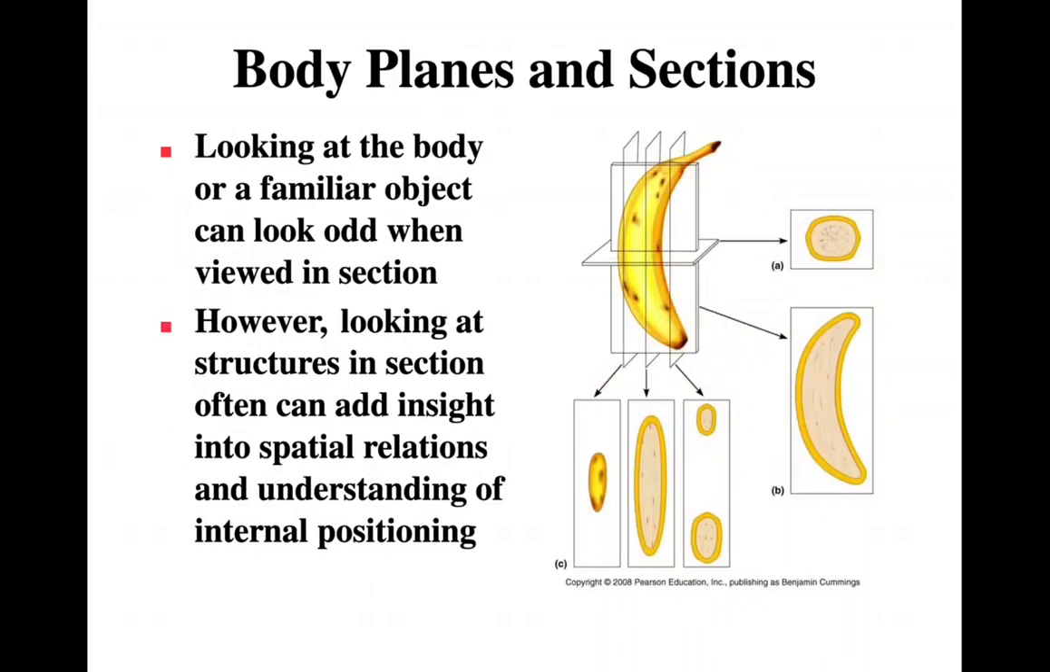So if you look at this and you were to try and decide, okay, I'm going to make a sagittal cut on a banana. I'm going to make a transverse cut on a banana. This would help in understanding the different spatial relationships.